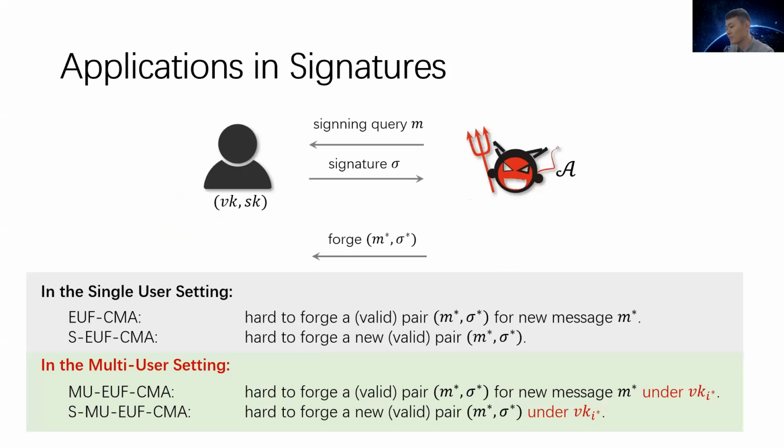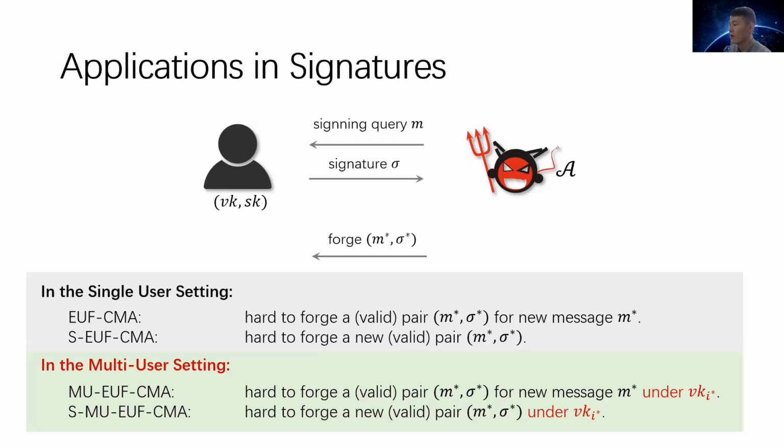Now we give some applications of our tightly secure Chameleon hash functions. Since all applications here are signatures, we first recall the definition of signature and its security notion. In the single-user setting, a basic security requirement for signature is existential unforgeability under chosen message attacks. It means that for a PPT adversary, it's hard to forge a valid pair M star, sigma star for a new message M star.